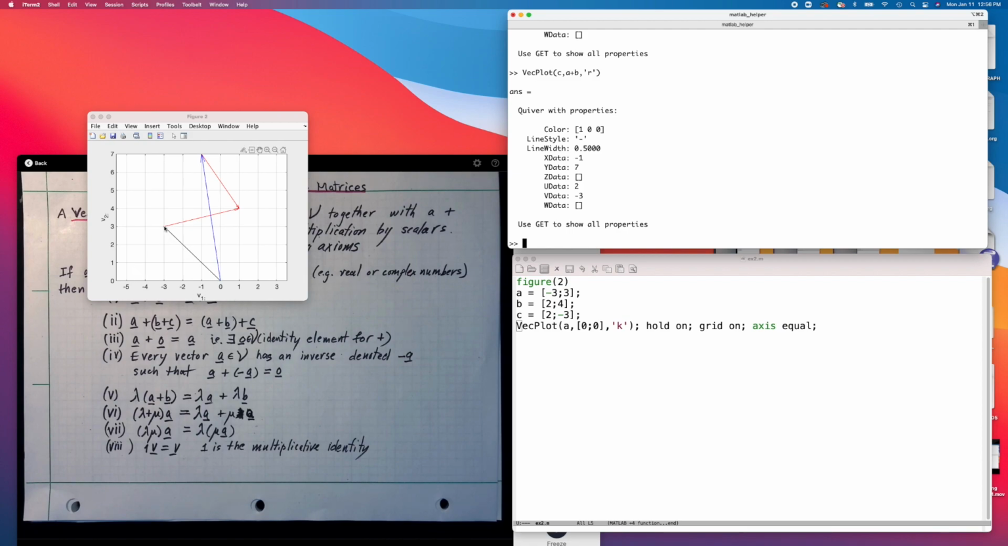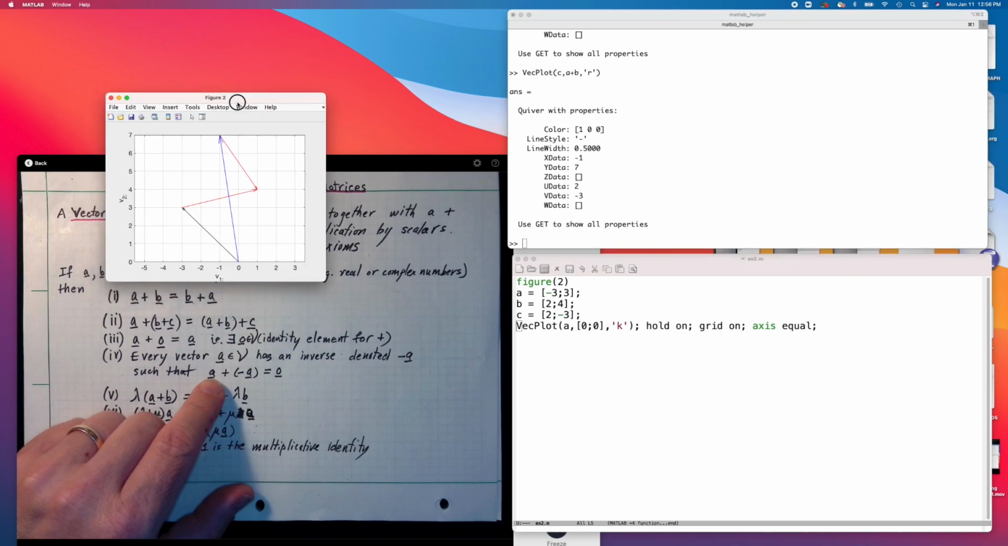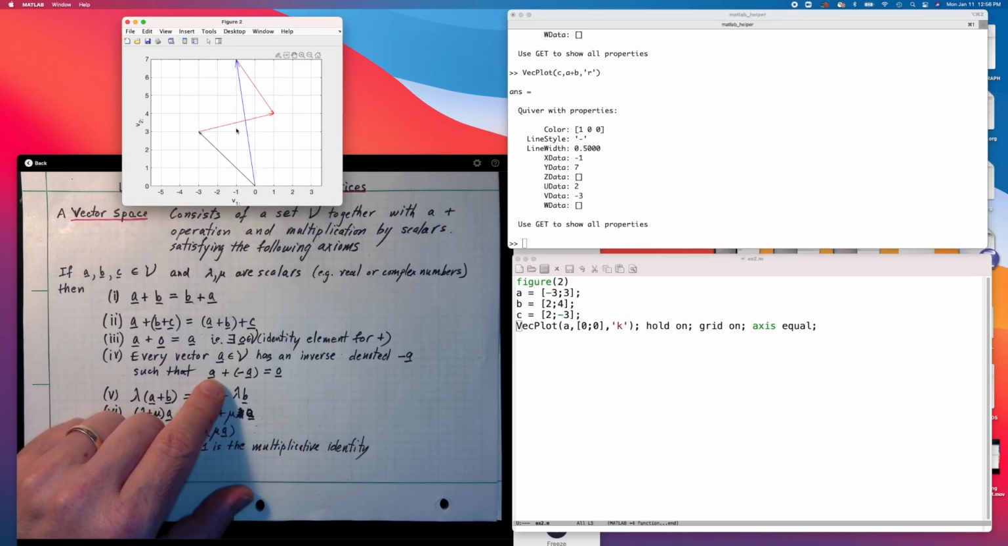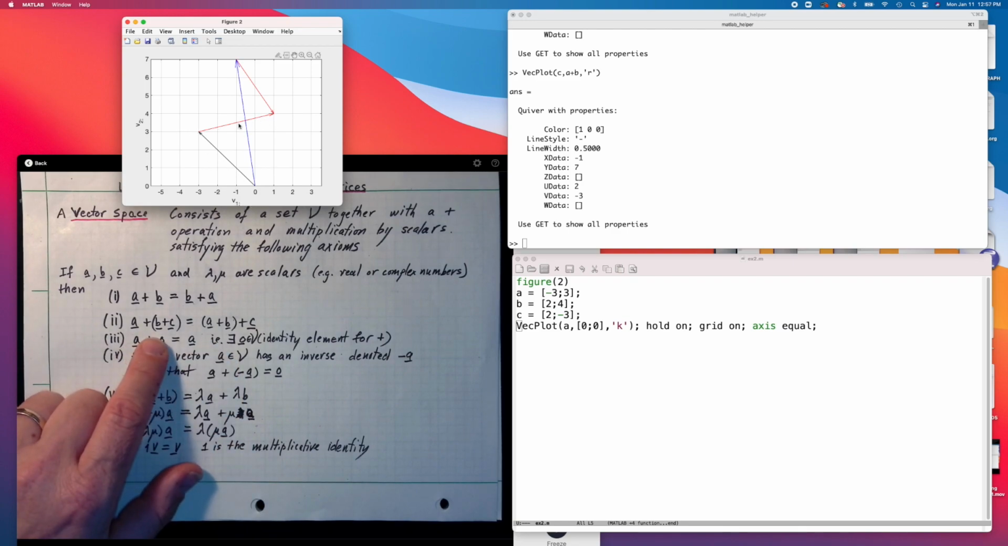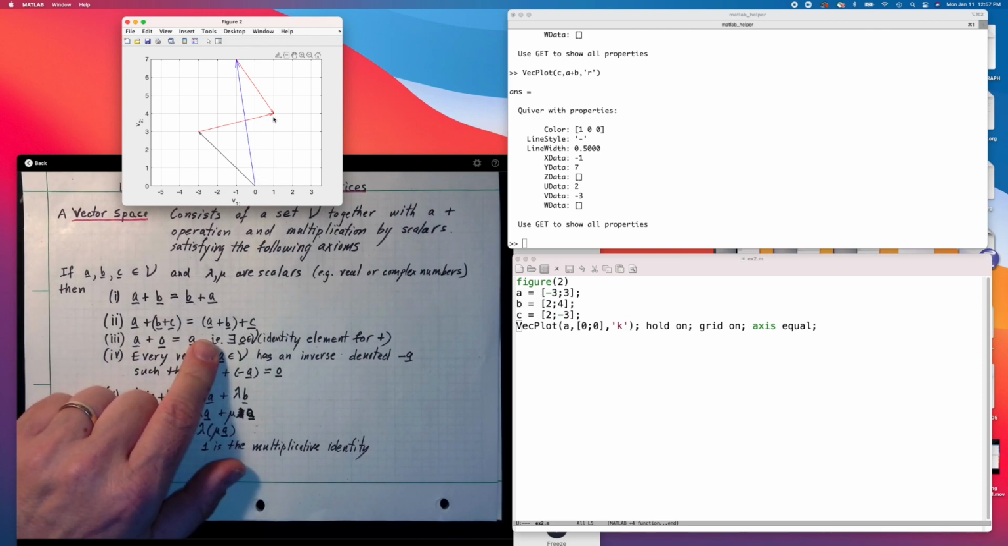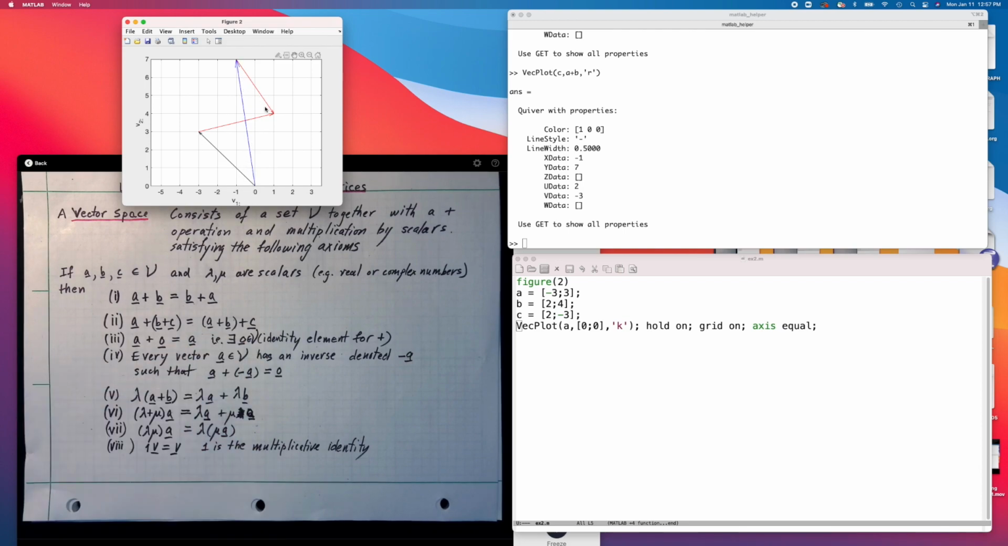So I can do a plus b plus c. That is this path going from here to here is the left-hand side. Sorry, no, it's the right-hand side. Is a plus b plus c. So this is the left-hand side. So this a plus b plus c, the left-hand side. And now for the right-hand side, I have a plus b plus c. And you get the same answer. So that demonstrates the second property.